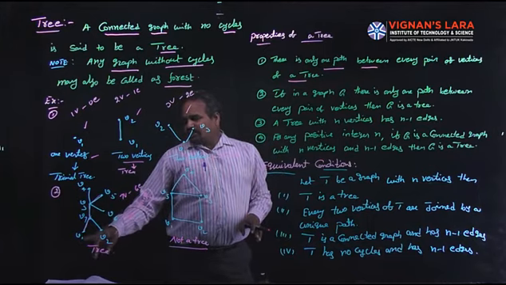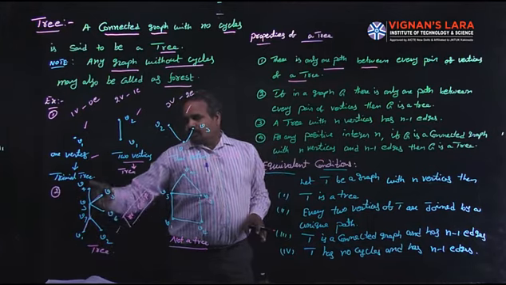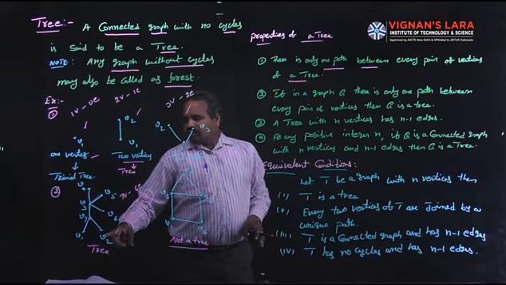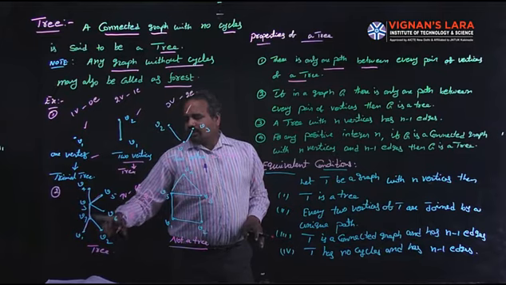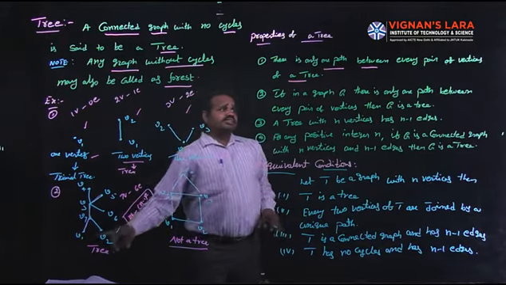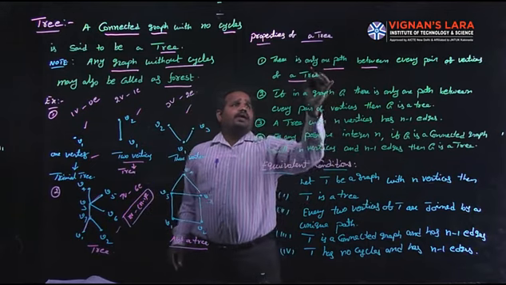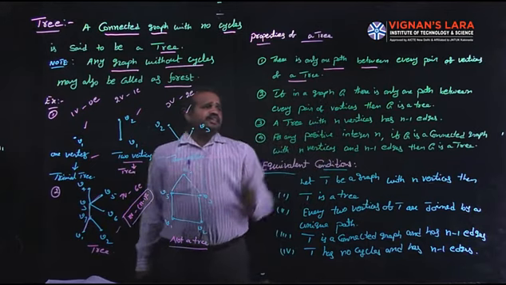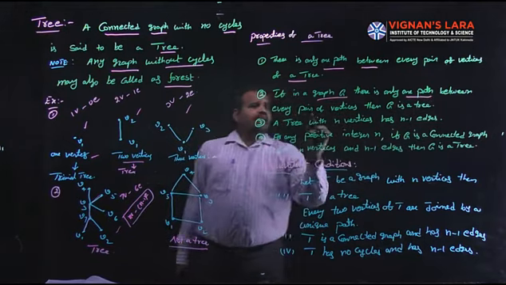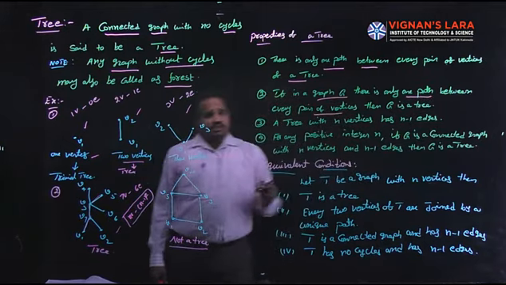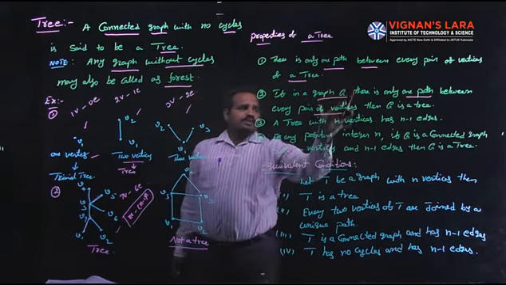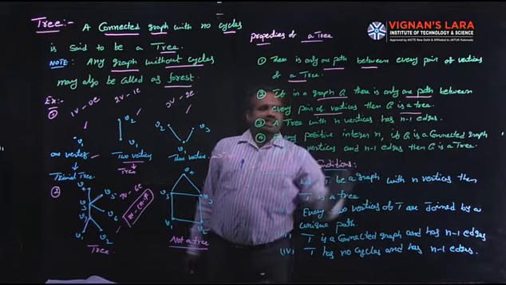For example, see this V1 to V4, there is only one path. If you take V2 to V4, there is only one path. If you take V1 to V2, there is only one path, there is no other path. Such paths exist only one in the tree. Coming to the second point, if in a graph G there is only one path between every pair of vertices, then also it is said to be a tree. So here it is a property, and based on this property, that one becomes a tree.